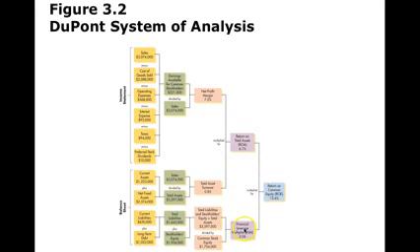Now, multiplying total return on assets by the leverage multiplier, we get our return on equity. Return on equity is the king of the pyramid of the DuPont system. And return on equity is really, at the end of the day, how much money we're making based on the money we put into the company.